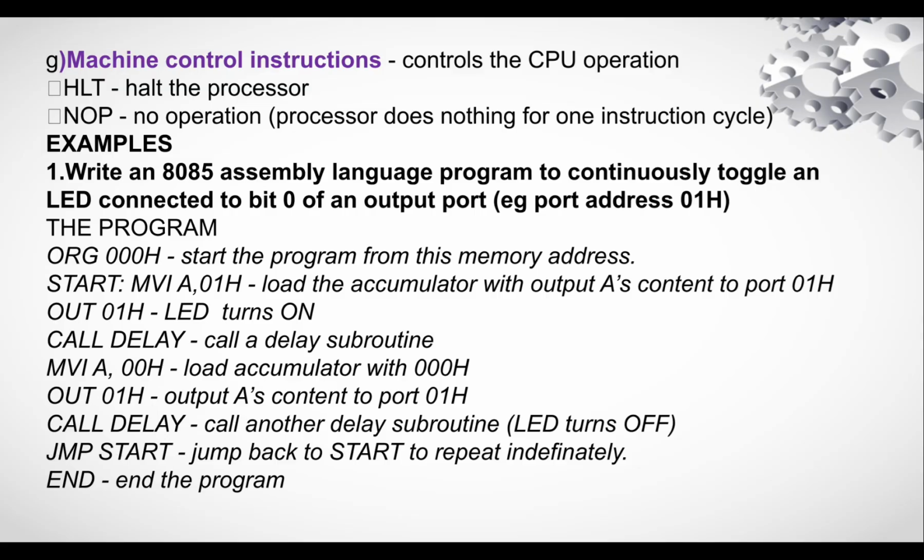But you can use return, whereby it can return to its start, then it will repeat indefinitely, and then you end the program. So that's how you'll have written the program, to show how you can continuously toggle an LED connected to bit 0 of an output port indefinitely. So this LED will keep on doing this until the time when the power is either switched off or it's disconnected from the source. So that is an example of how you can write an 8085 assembly language program to continuously toggle an LED connected to bit 0 of an output port.